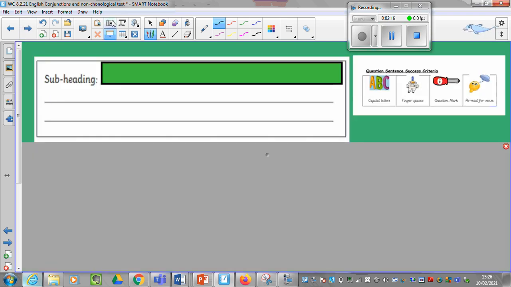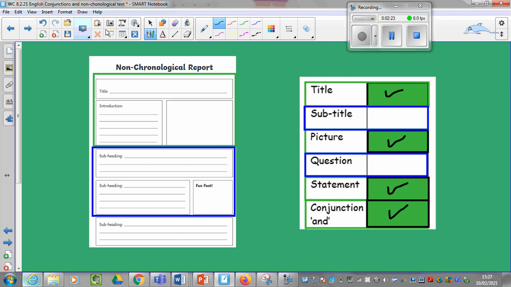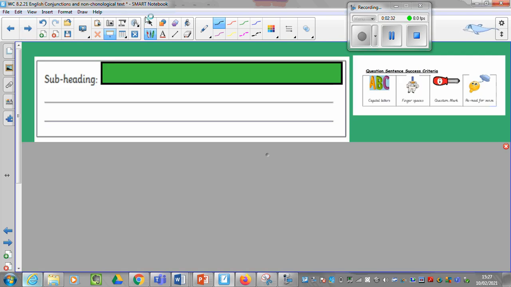Okay, so first of all, we need to write our subheading, because remember, if I flick back, look, we need to do our subheading. Now it's called a subtitle on this list, but they are exactly the same thing. So our subtitle, where this green box is here, is going to be our question. So the question that I used in my plan was, did Neil Armstrong leave anything on the moon?